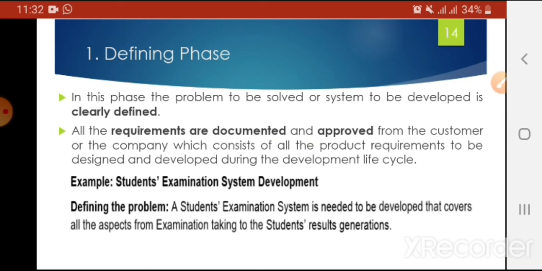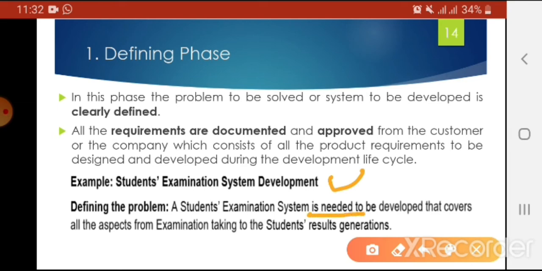For example, if we have to develop a student's examination system, for this system we will define our problem like a student's examination system is needed to be developed that covers all aspects from examination taking to the student's results generation. It means here it is clearly defined that we need an examination system from taking exams to the result generation.